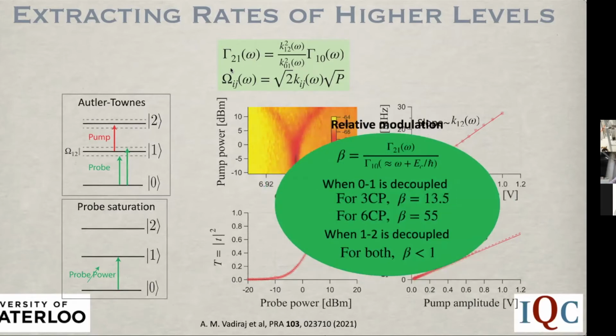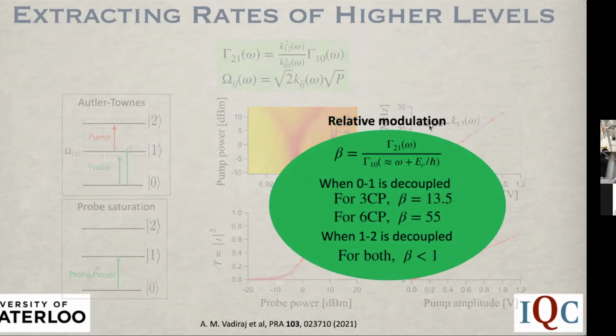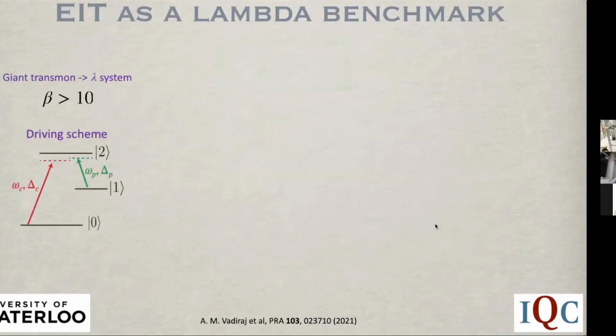And what we found is that for the 3 connection point device, we could get a beta, this ratio of 2-1 to 1-0, of about 13 or 14, and in the 6 connection point device, we could get 55. So that's very well into the regime where we said we could really think of this as a lambda device or as metastable. So these measurements indicate that we reach this regime of metastability, or we've made an artificial lambda system.